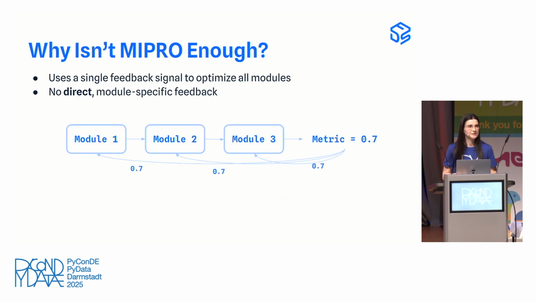However, MIPRO might still be limited in one key way. It uses a single feedback signal to optimize all modules. That makes it difficult to improve prompts precisely. The optimizer doesn't know which module is responsible for a poor performance. Making an analogy with deep learning, it's like training a neural network without gradients. You just try different things and see what sticks.